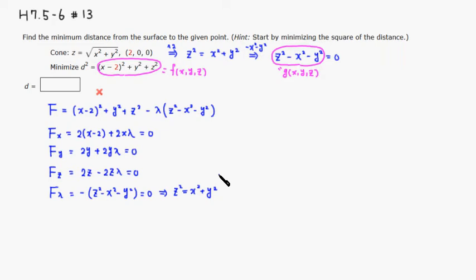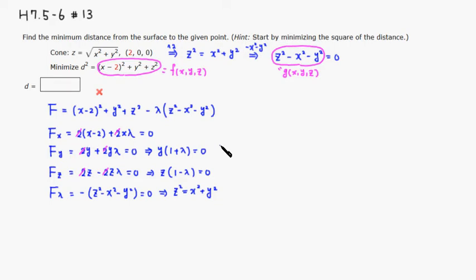Alright, let's solve this. Everyone has a 2, so divide through by 2. I'm going to solve the second and third equations first because they're easier to work with. In the second, I factor out y, and you have y times (1 plus lambda) equals 0. In the third equation, we can factor out z, and you have z times (1 minus lambda) equals 0.